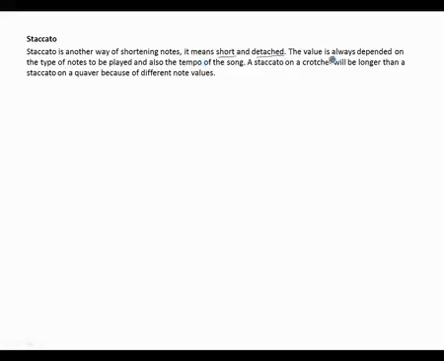The value is always dependent on the type of notes to be played and also the tempo of a song. So the function of the staccato depends on the type of notes that are played and also on the speed of the song, which is tempo. A staccato on a crotchet will be longer than a staccato on a quaver because of the difference in the note value.